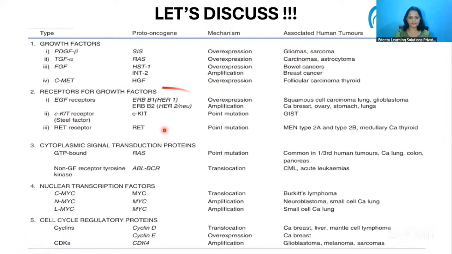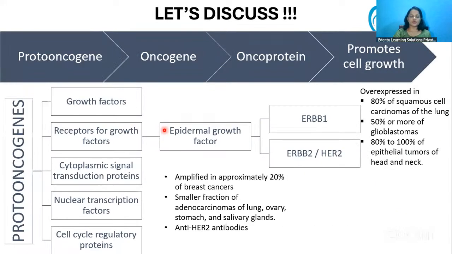Like I had already mentioned, a proto-oncogene will get activated and form an oncogene. It will produce an oncoprotein, and this oncoprotein promotes the cell growth. Of the 5 proto-oncogene families we had mentioned, in the growth factor family we have the epidermal growth factor, which contains ERBB1 and ERBB2, which is also called HER2.